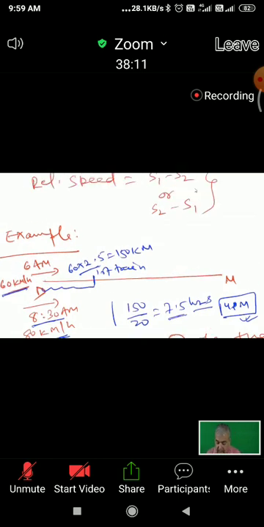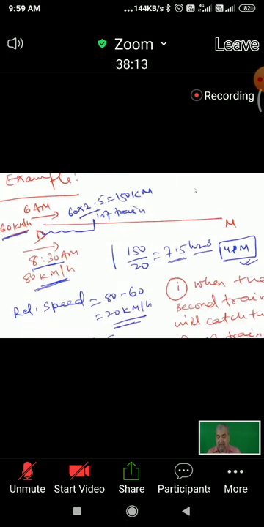Okay, wait, again I am repeating. See, one thing you have to be clear about: the two trains started at different timings. The first train started at 6 a.m. and the second train started at 8:30 a.m. So there is a gap of 2.5 hours. The first train traveled for 2.5 hours, then the second train started. In 2.5 hours, the first train will cover 60 into 2.5, 150 kilometers. It means the first train is 150 kilometers ahead of the second train when the second train started.